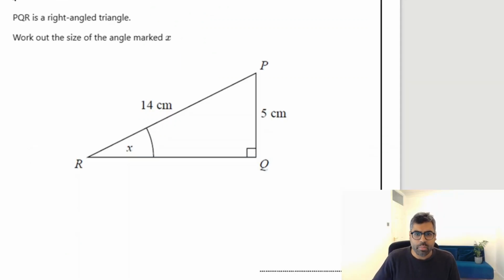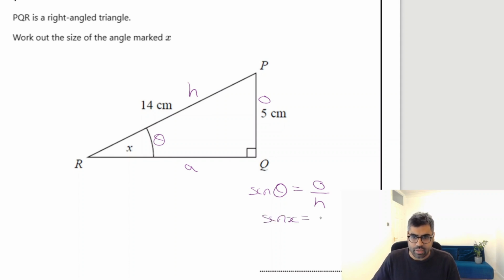Question 4 is trigonometry. We start off by labeling a triangle. So we have the opposite, hypotenuse and adjacent. We're trying to find x, and the two sides they give us are the opposite and hypotenuse, which means that we're going to use sine. So we have sine theta equals O over h. In this case, our x is theta. So we have sine x equals 5 over 14.